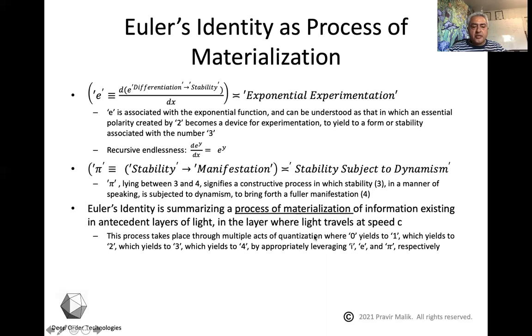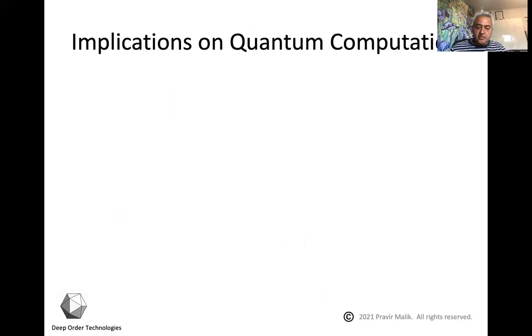We saw 3 specific quantizations where 0 yields to 1, which yields to 2, which is the first quantization, which yields to 3, which is the second quantization, which yields to 4, which is the third quantization, by appropriately leveraging i, e, and pi respectively. And therefore, something that's immaterial becomes material, and therefore Euler's identity in this light-based model is a process of materialization.